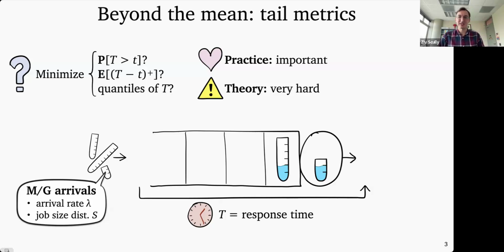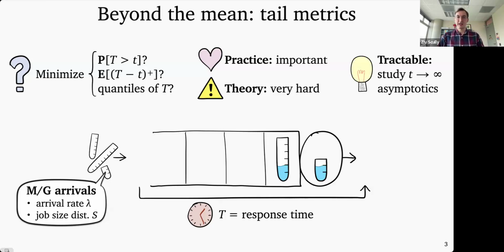And so what is tractable to study in theory is basically the large threshold asymptotics of these first two tail metrics, or equivalently quantiles very, very close to one, asymptotically close to one in some sense. And so that's what our work is about. It's about optimizing these tail metrics in this T to infinity asymptotic regime.